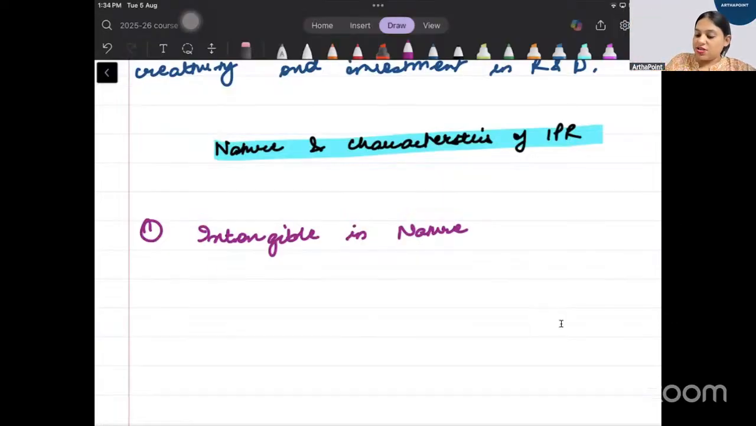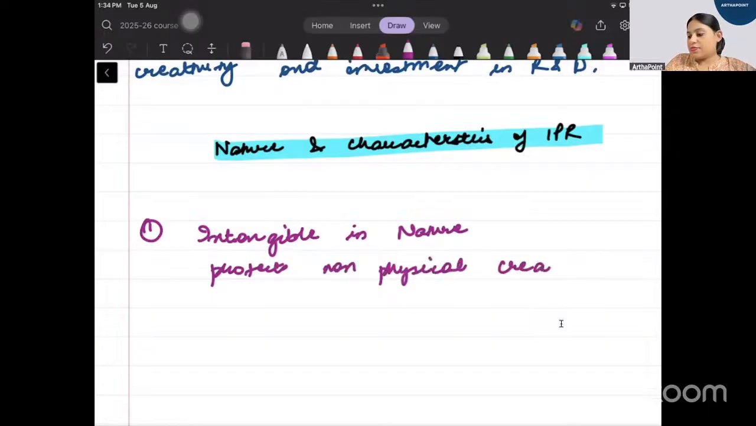So it protects the non-physical creations like software or invention.